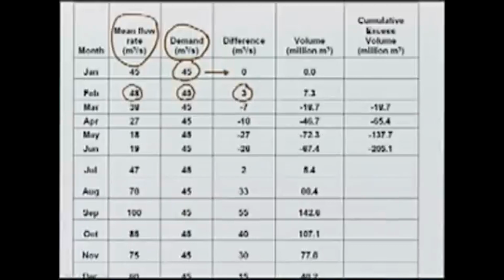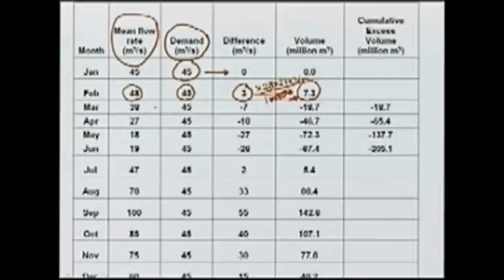Now, this 3 meter cube surplus can be converted into a volume in terms of million cubic meters. So, again 3 meter cube per second into 28 days, 24 hours, 3600 seconds will give us meter cube, and then we divide it by 1 million to get this value in million cubic meters.